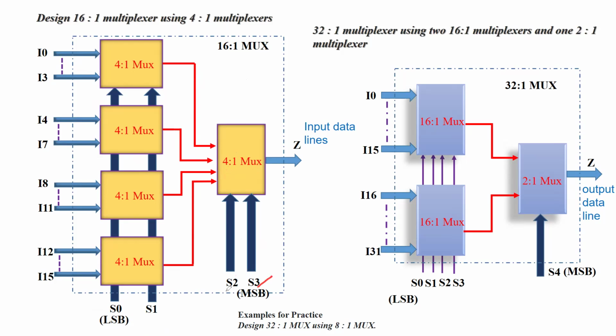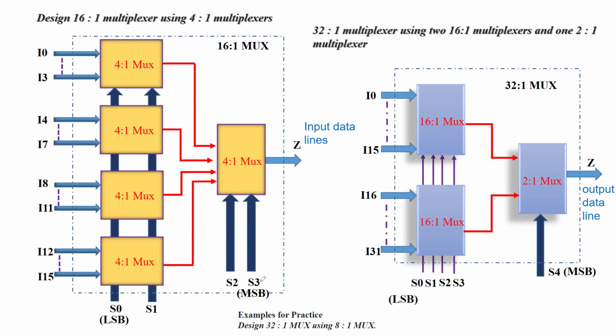So S3 and S2 are its own select lines. Z is the final output. The outputs of these individual chips are this one. Let's say V, X, W, and Y, something like that, or just call them A, B, C, D. Okay, so these are the ones. So yeah, that's it. So now how this will work.